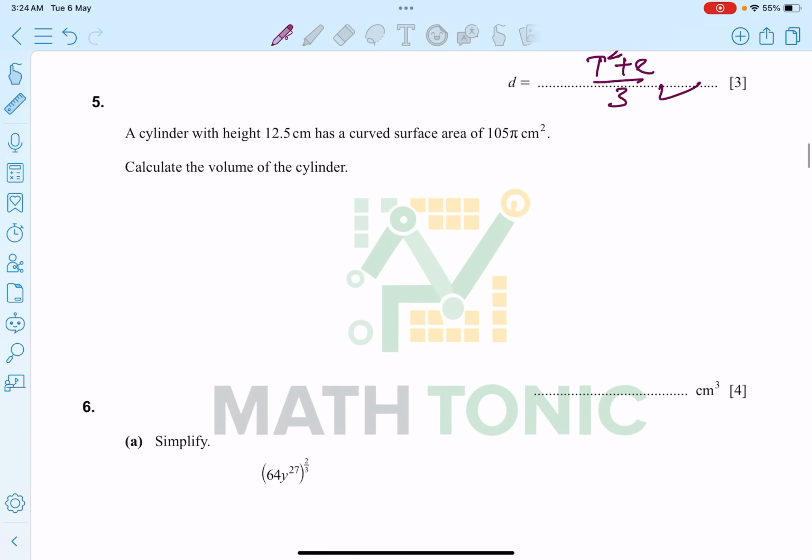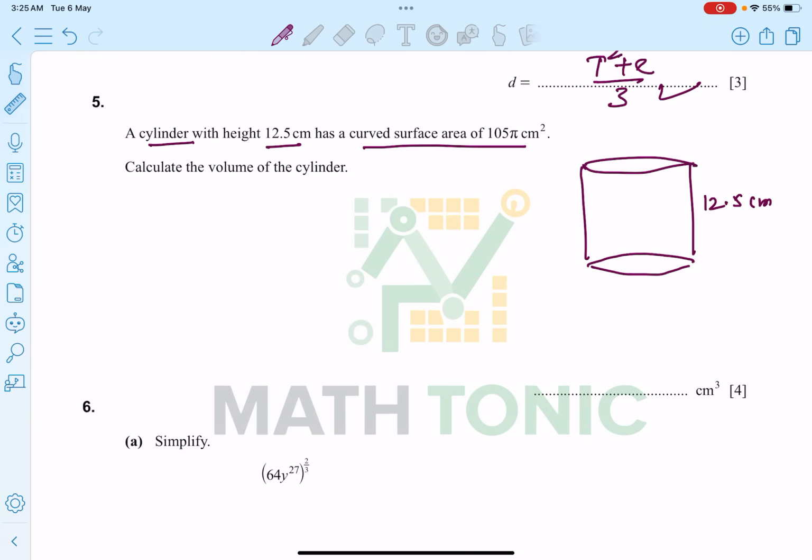Next question. A cylinder with a height of 12.5 centimeters has a curved surface area of 105 pi centimeter squared. Calculate the volume of the cylinder. If I try to draw this, no need to draw in the exam paper, I'm doing this just for understanding. The question says this height h is given as 12.5 centimeters. Is it okay? And the curved surface area means this part. The formula for curved surface area is 2 pi rh. Got it? Yes.